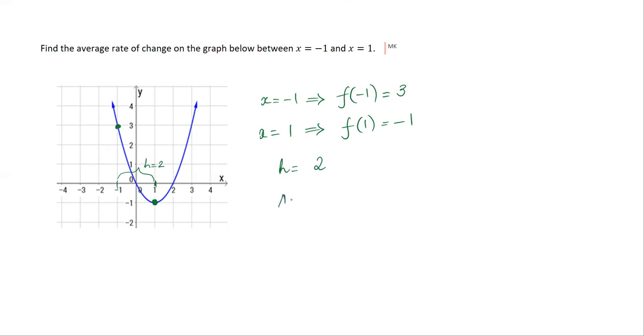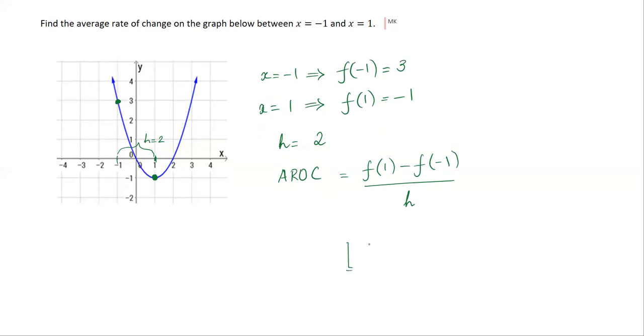Use the formula to find the average rate of change, which is f of 1 minus f of negative 1 over h. F of 1 was negative 1, minus f of negative 1, which is 3, over h, which is 2. So we get negative 4 over 2, which is negative 2. And that's how you use the graph to find the average rate of change.